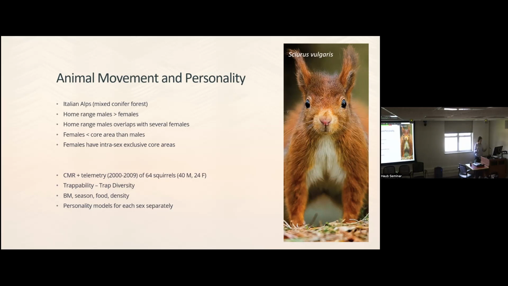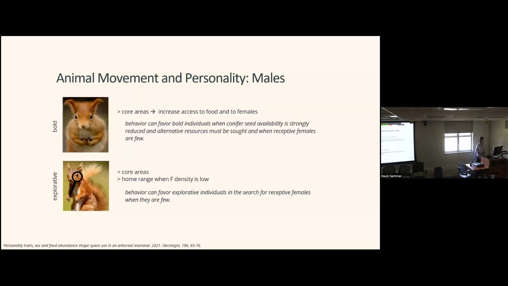Then we did our analysis separately by sex because, as I just said, they move differently. And so here are the results just for males. What we found was that bold males have bigger core areas. And this is because this way they can increase their access to food and to females. This behavior is favored when there is low food availability and they need to look for more resources in their space, and also when the density of receptive females is low.